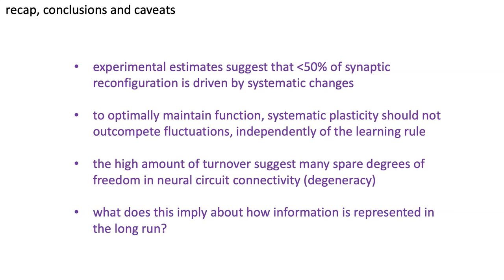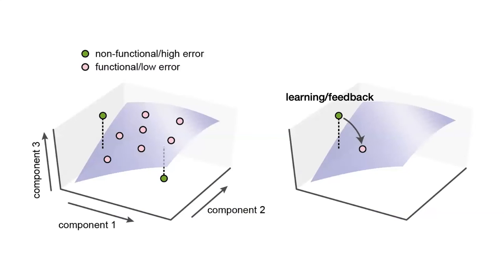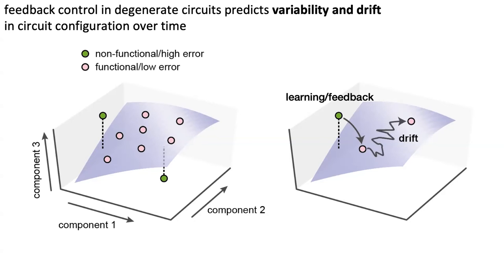Okay. And in the final part of the talk, I'm going to talk about what these implications are. So let's go back to this picture where we are hanging out inside this curved space of circuit configurations where things work nicely. And some kind of ongoing learning or feedback or interaction with the world, internal or external, something is pulling us into this subspace. Okay. Well, if there are many spare degrees of freedom, and room to move inside this surface, then generically, if there's any disturbance at all, any amount of noise in the system, for example, we're going to experience drift within this surface. So the circuit configuration itself is just going to change over time. It can't not do that in a sense.